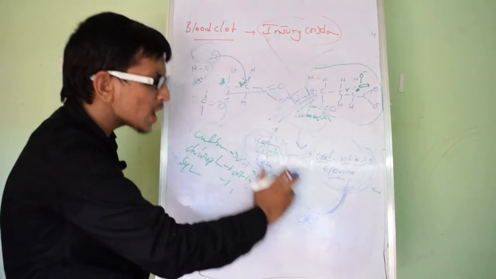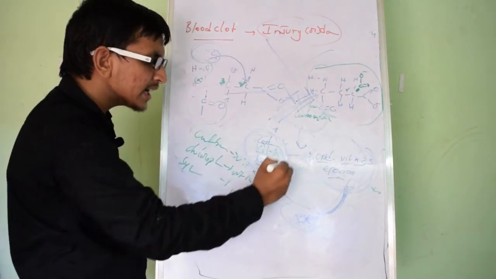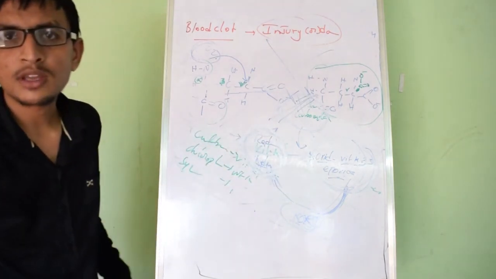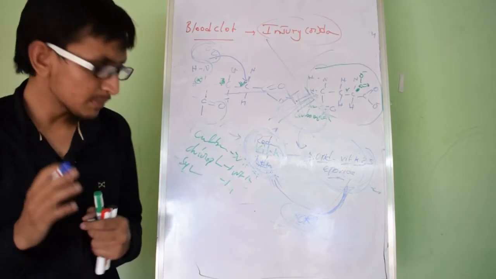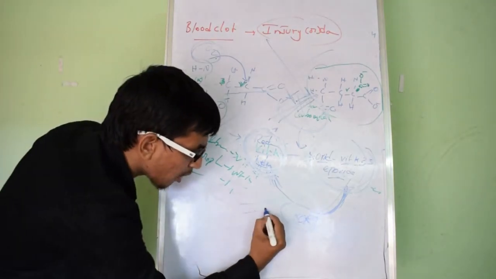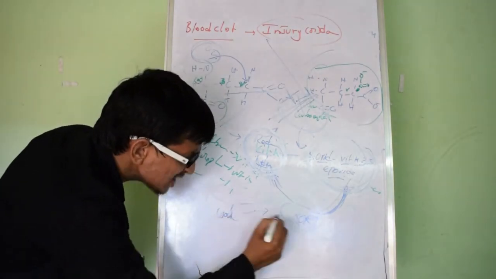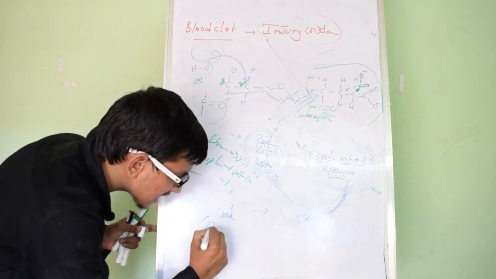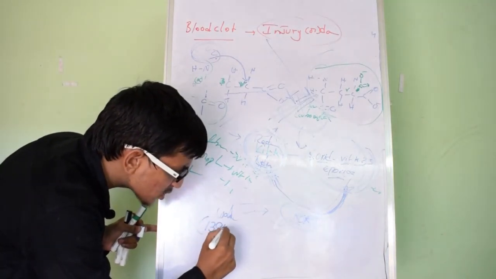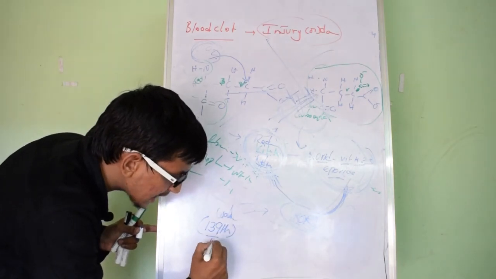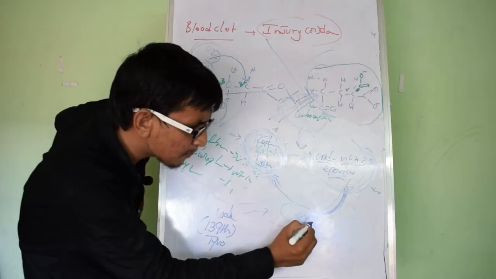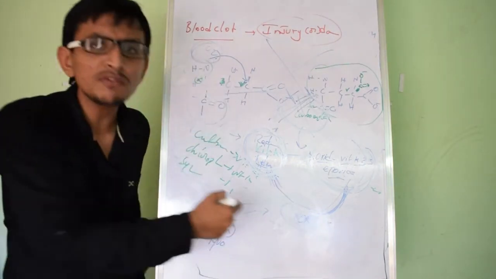So whenever it causes this reduction, again we get the normal concentration of reduced vitamin K hydroquinone. Why am I discussing all this? Because your drug called warfarin binds to this vitamin K epoxide reductase at the 139th position, which has an amino acid called tyrosine. Warfarin binds here, and it will block the catalytic activity of this enzyme.